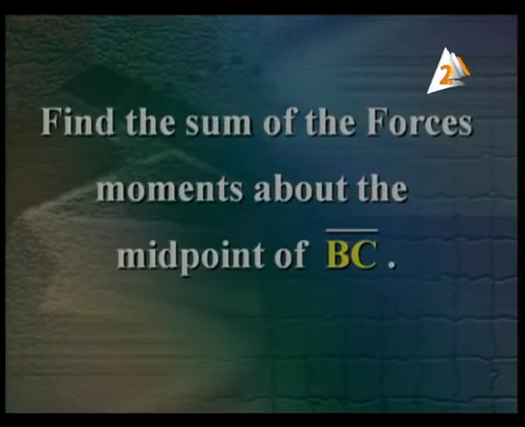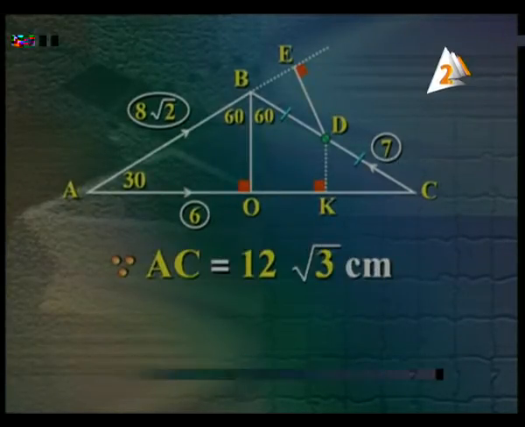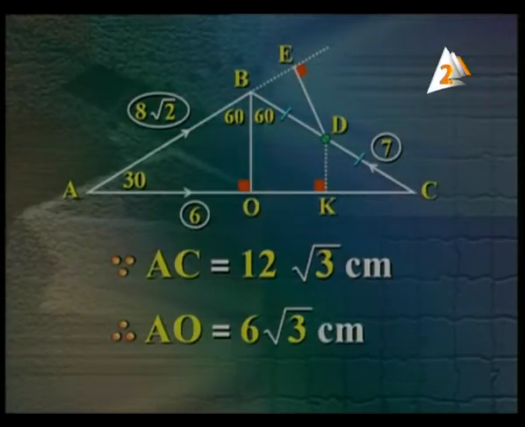Find the sum of the forces' moments about the midpoint of BC. So, from the figure we get that ABC is a triangle, B equals 120 degrees, and AC equals 12 root 3. So, OA equals 6 root 3 centimeter.